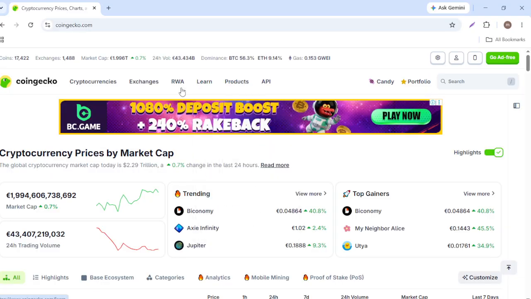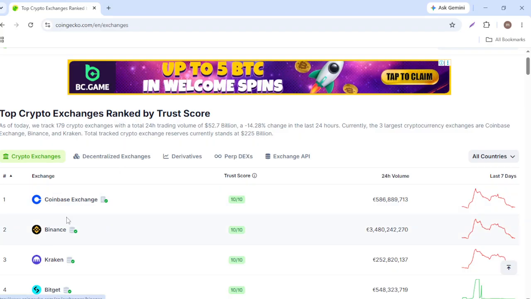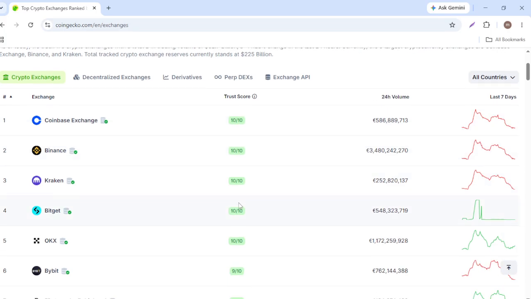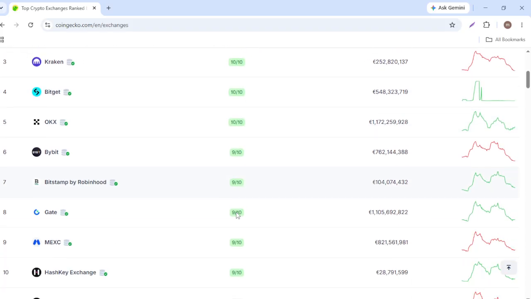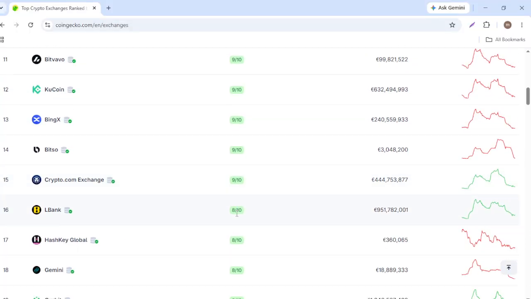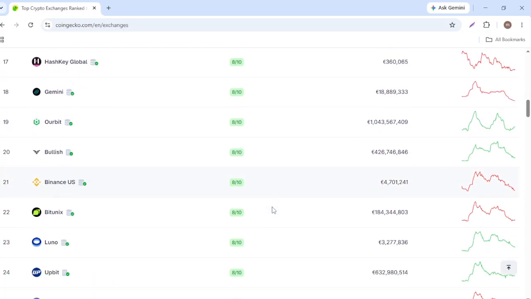Head to the Exchanges tab. You'll see two main categories, Spot and Derivatives. Start with Spot. What you're looking for isn't just the ranking, it's the trust score. CoinGecko calculates this based on liquidity. Can you actually exit your position without massive slippage? Scale. Is the reported volume supported by legitimate web traffic and on-chain activity? Operational history. Has the exchange been transparent about its reserves and regulatory compliance?